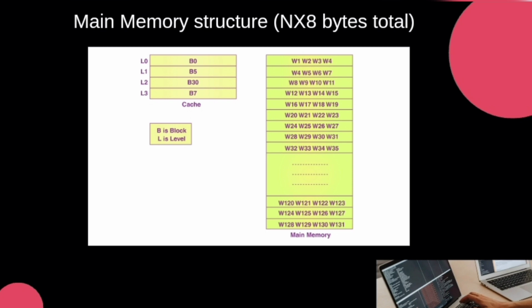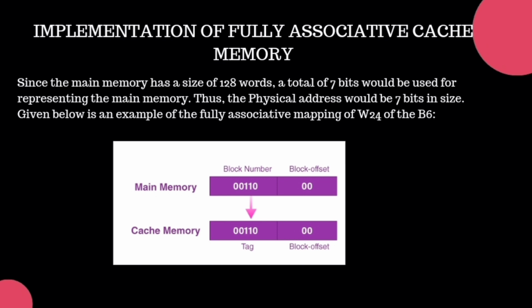Given below is an example of fully associative mapping of W24 of B6. Since the block offset represents the block size, 4 words of a block could be represented through 2 bits. Since the block number represents the block in the main memory, there are a total of 32 blocks in the main memory. Thus, 5 bits would be required here to represent 32 blocks.